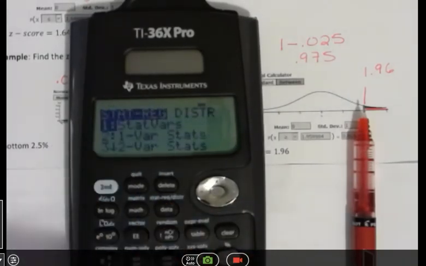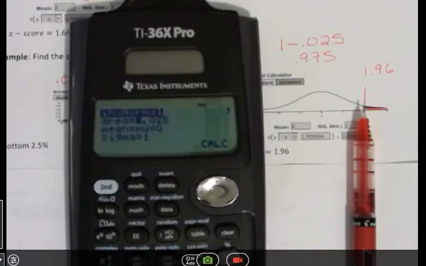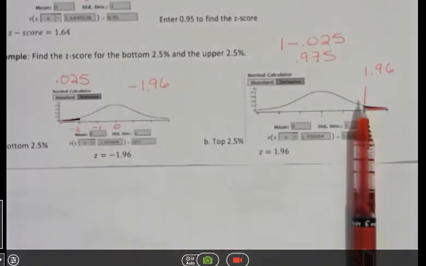Second function data, go to the right, go down to inverse normal, and now instead of putting the 0.025 and having it think about it to the left, you're going to put the 0.975 and get that to calculate, and you can see that that comes out to be 1.96. So that works out nicely.